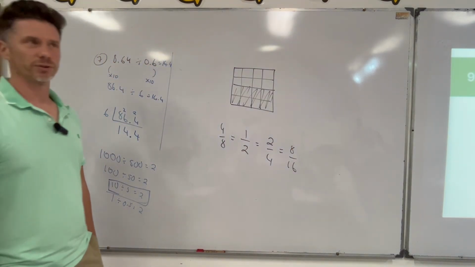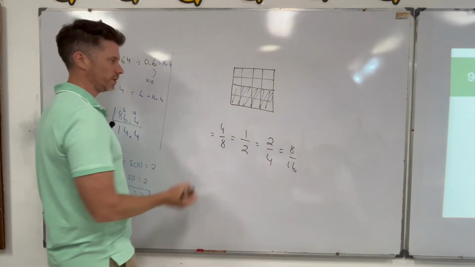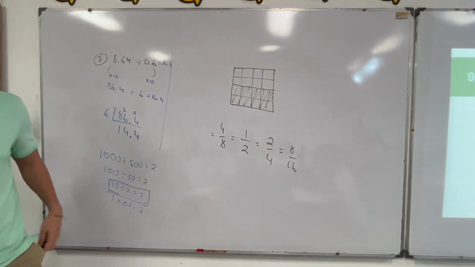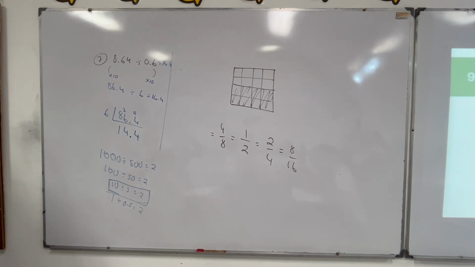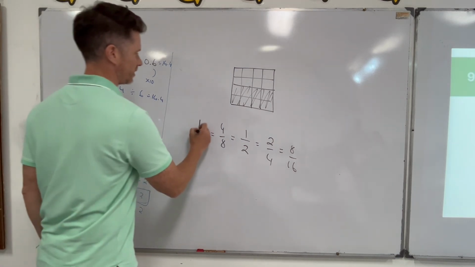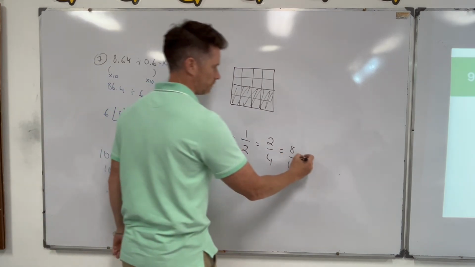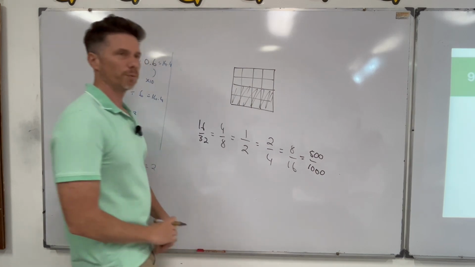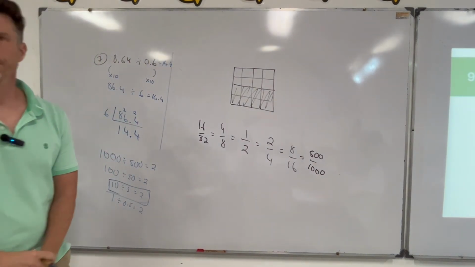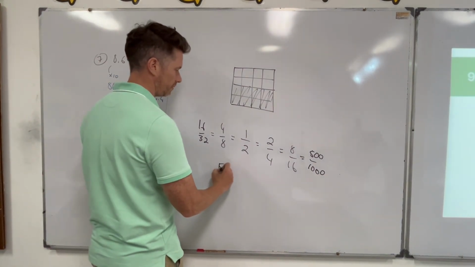Someone give me another fraction that would be equivalent to these. 1/2. Kyra? 16 and 32. 16 over 32. Yeah, very good. 500 out of 1,000. Yeah, so 16 out of 32 and 500 out of 1,000, all would be the same fraction, wouldn't they? These are called equivalent fractions.